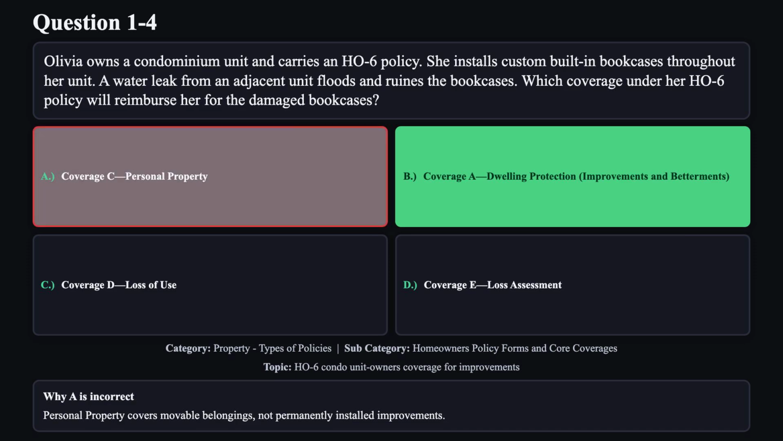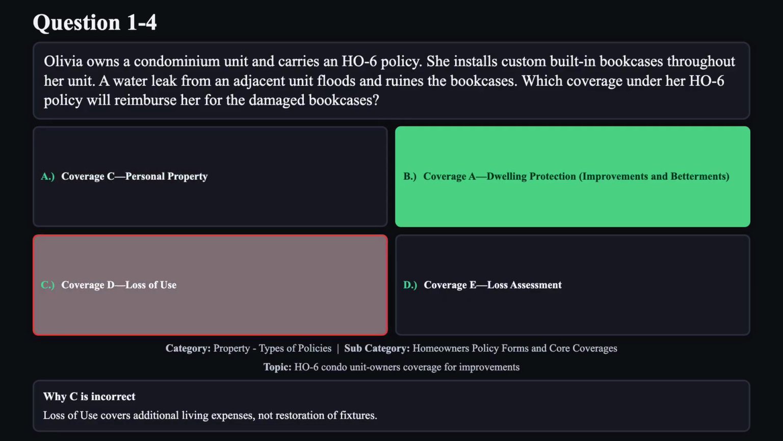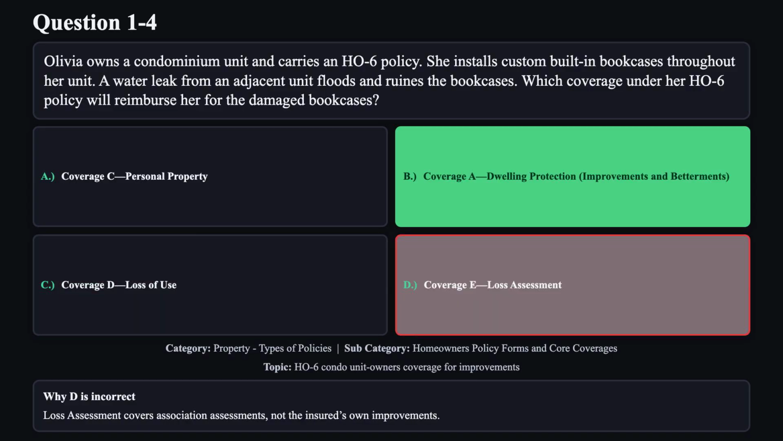Reason A is not correct. Personal property covers movable belongings, not permanently installed improvements. Reason C is not correct. Loss of use covers additional living expenses, not restoration of fixtures. Reason D is not correct. Loss assessment covers association assessments, not the insured's own improvements.